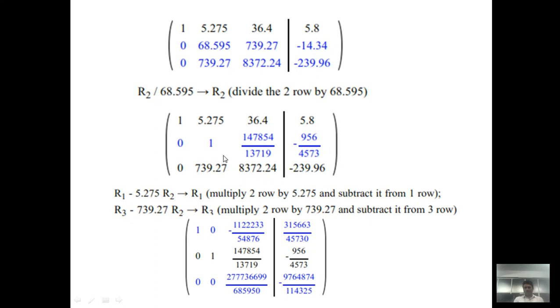Now next our aim is to make this element zero, and simultaneously, because we have to apply Gauss-Jordan, we again have to convert the element A12 to 0. For that we have to consider two operations simultaneously: R1 minus 5.275 R2, as well as R3 minus 739.27 times R2. So it makes these two elements 0. And whatever operation we apply, we apply the same operation on the remaining elements. So we have to get this matrix. All these matrices are known as equivalent matrices.